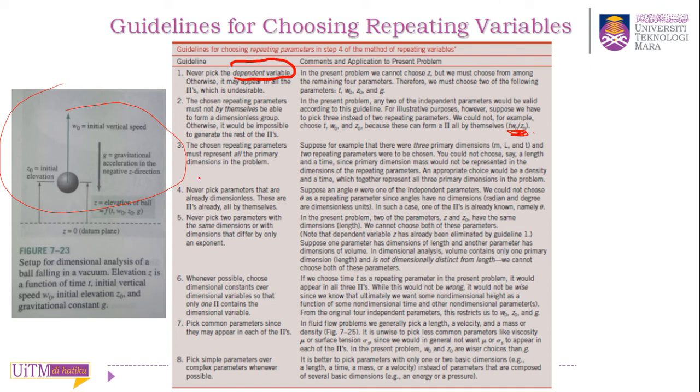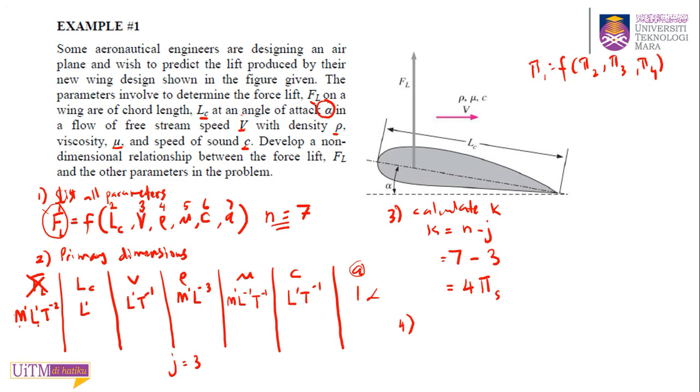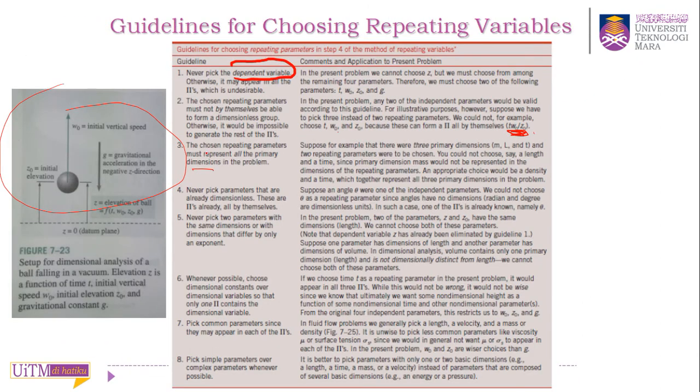Alright, and the third guideline is that the chosen repeating parameters must represent all the primary dimensions. So in this example, we have the primary dimensions M, L and T. So we cannot choose repeating variables only, for example, L, V and C, because there is no M inside. We need to choose repeating variables which have all the primary dimensions, at least M, L and T. So the choice comprises every primary dimension that we use. Okay, so that's the third guideline.